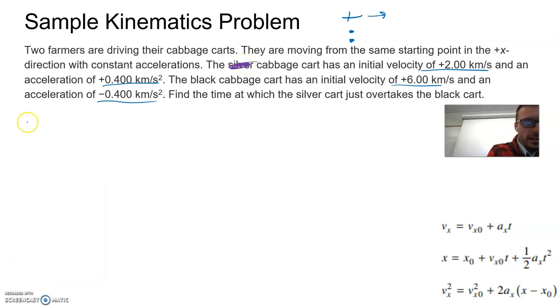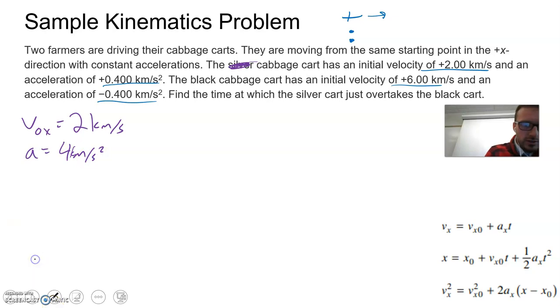There it is. It has an initial velocity v0x of 2 kilometers per second and an acceleration of 4 kilometers per second squared. And then we've got the black cabbage cart. I do have that font color. That's going to be an initial velocity of 6, and it's going to have an acceleration of negative 0.4.